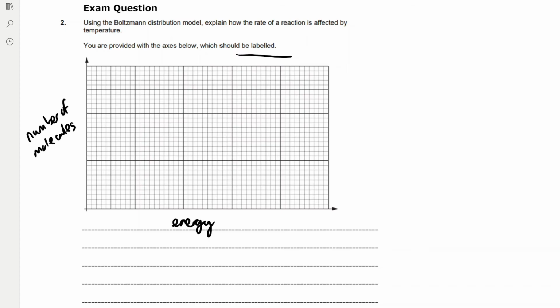And a Boltzmann distribution, we know, always starts at 0,0, so the origin. It increases like this, and then peaks and decreases. So that's our lower temperature. And then we can draw a Boltzmann distribution for a higher temperature. So it's lower at the start and higher at the end.